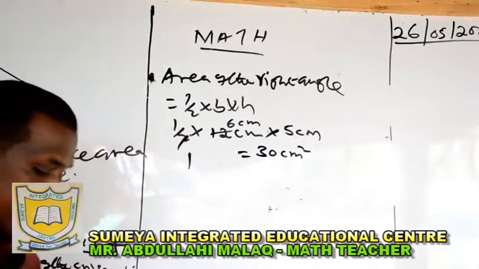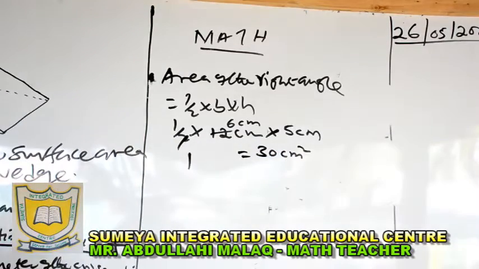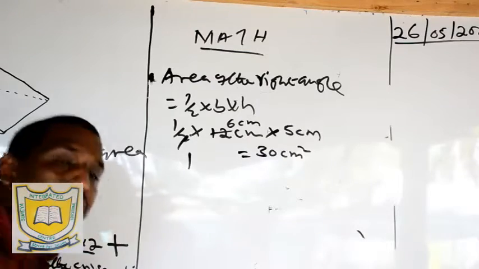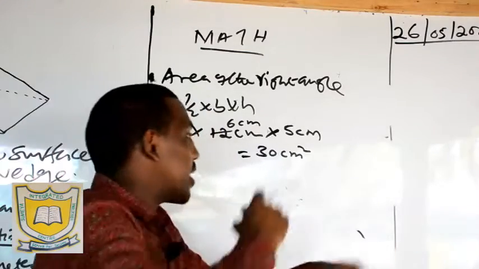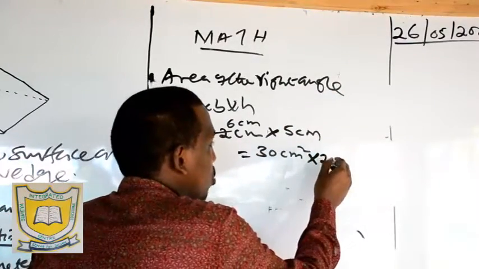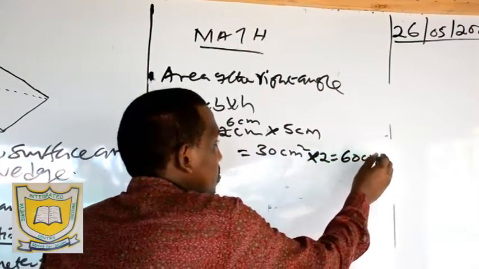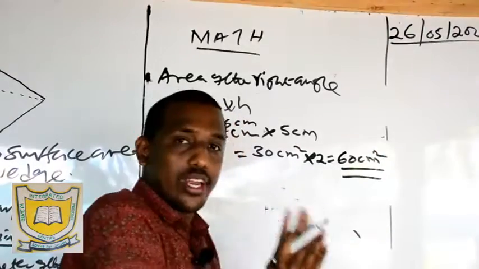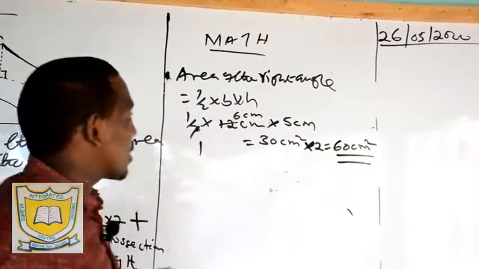But the formula was saying cross-sectional area times 2, for the other right angle triangle at the other end. So we say times 2, which is equal to 60 centimeters squared. We are through with the area of the right angle triangles.